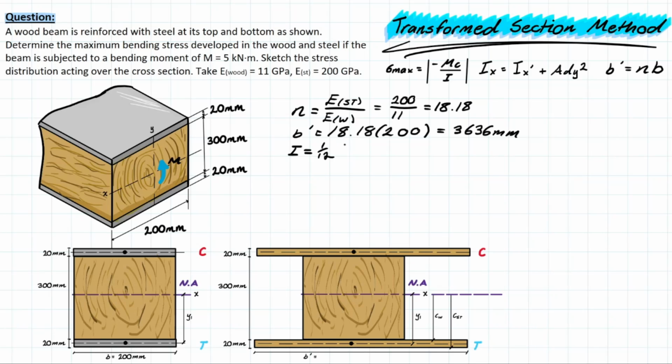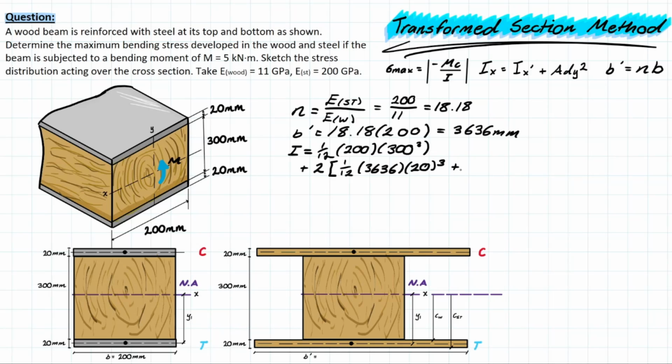We have 1 over 12 and then base times height for this wooden block, which is 200 times 300, and then that's cubed, right? And then for the steel plates, which are now converted into wood, we have 2 of them, which are the same distance away from the neutral axis. We're going to be multiplying that by 2 right off the bat. And then following the same procedure, except now this B is actually considered as our B prime. So we're plugging in 3636, and we're taking the unchanged height, as we mentioned before, as 20, and that's going to be cubed.